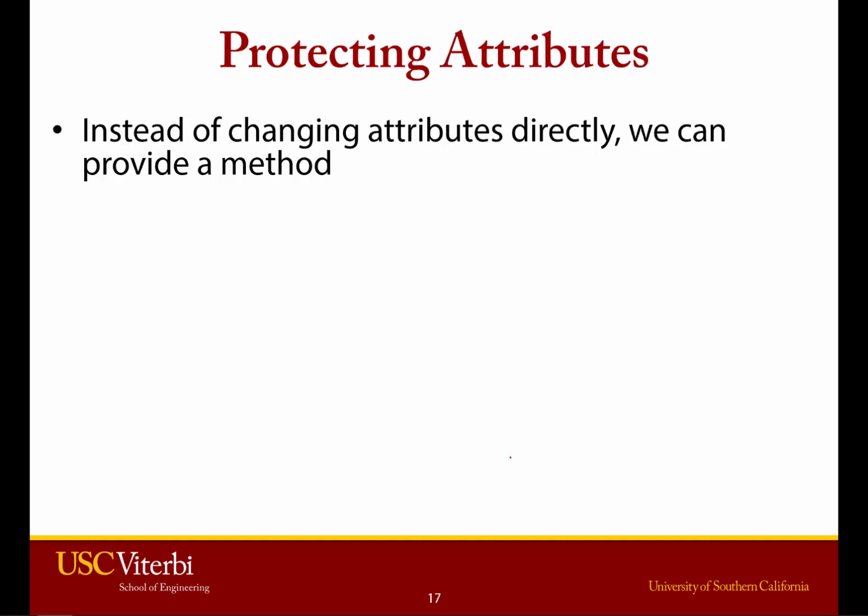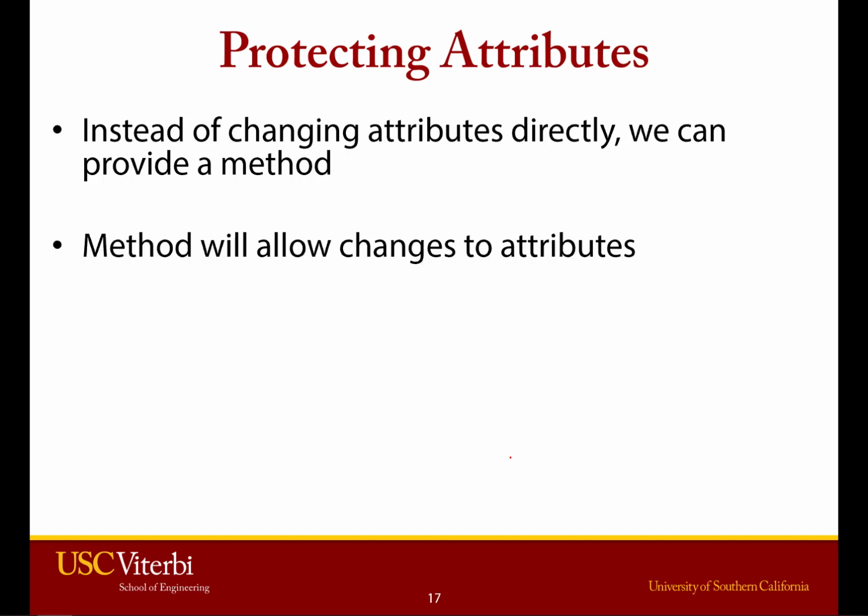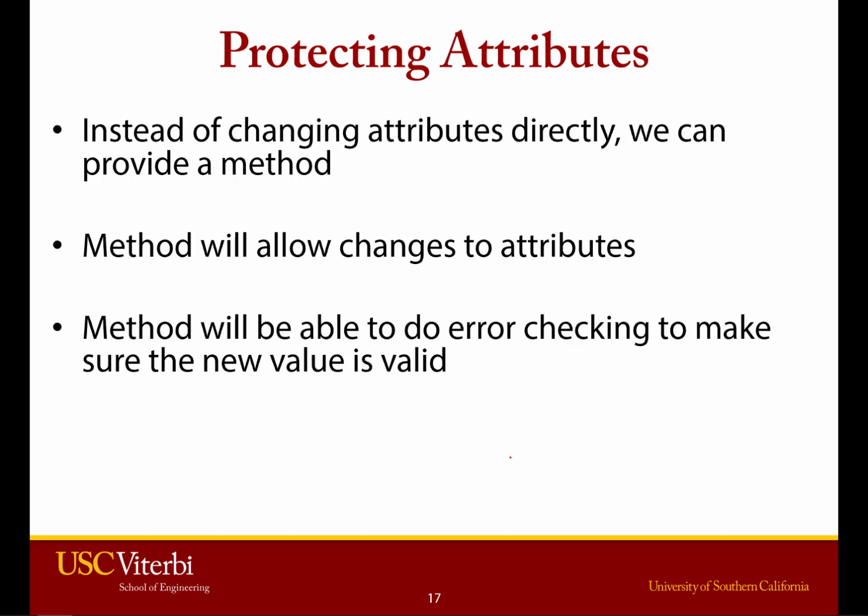So we have to think about how to solve this problem. We don't want the attributes to be changeable directly from main. Rather, we'd like to provide a method that allows us to change them. If we use a method to do this, the method can enforce the error checking. You don't have to put the error checking, such as whether the miles per gallon is less than 0, in main. You can control that when you build the class.